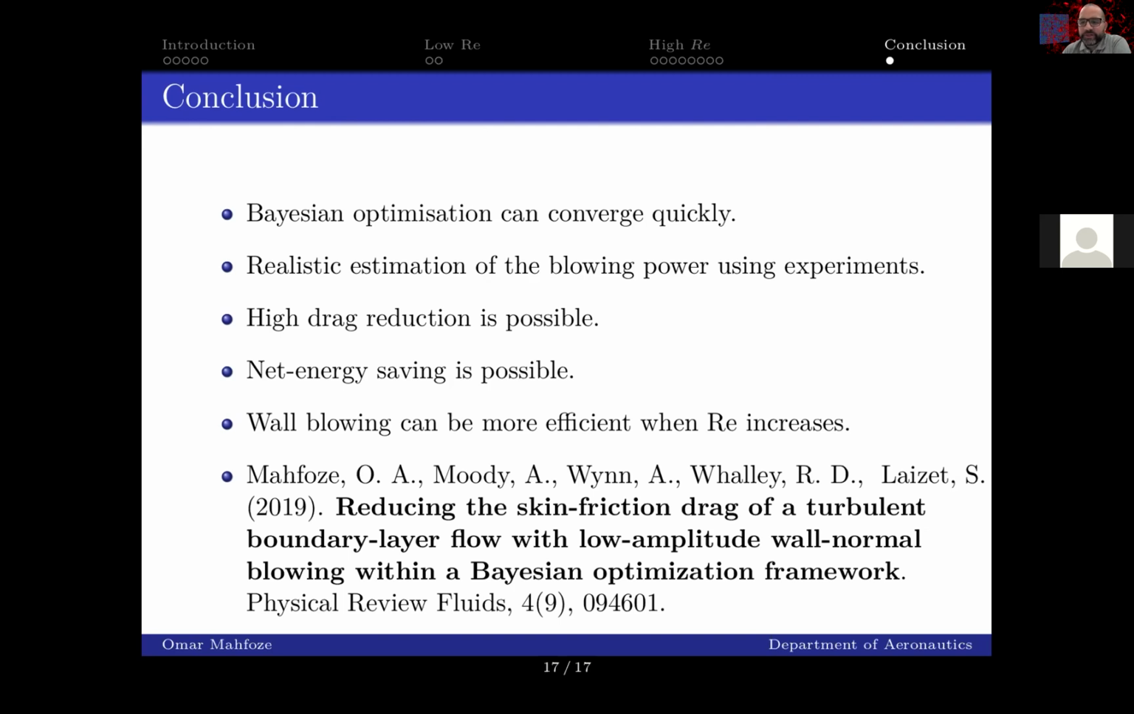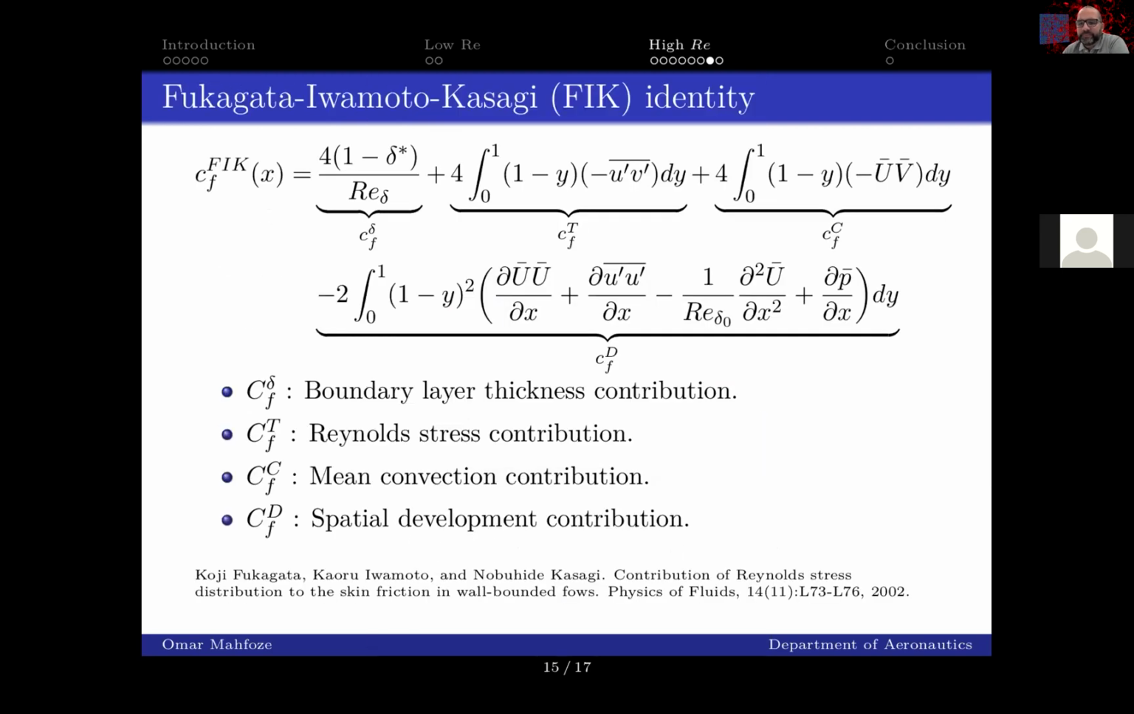I have a question, Omar. You didn't explain the difference between the local maximum drag reduction and you have something in your table called GDR. So can you explain what is GDR?